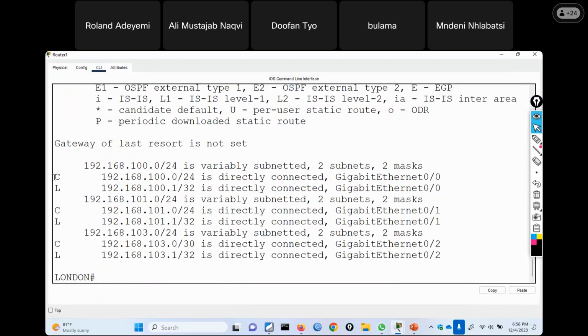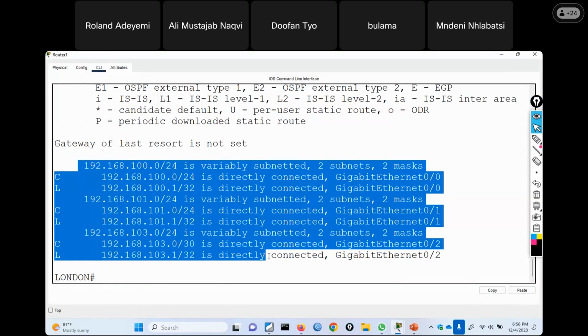We can see the directly connected and the local host. That is the directly connected IP address. If you take a look at all these networks here, you are not going to see the remote network, which is our 102. 102 is not here. When we did static route, we informed the London router about that 102. But by the time we are done with this OSPF, you are going to see what will happen.